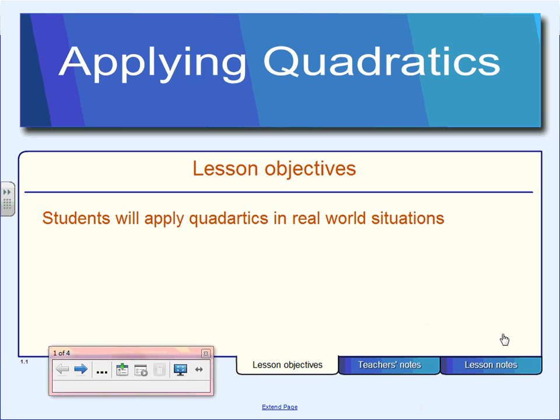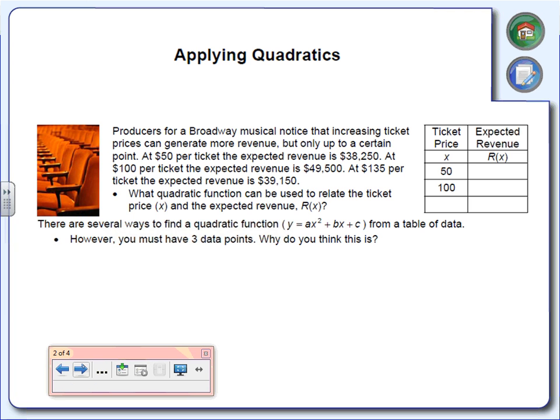All right, guys, here we go. At this point, I've shown you how to work with quadratic equations and quadratic inequalities. Now we're going to see how we can use those quadratics to apply them in real-world situations. That's what we're going to be looking at today. And there's a couple of different methods that we can use. I'm going to show you two of them.